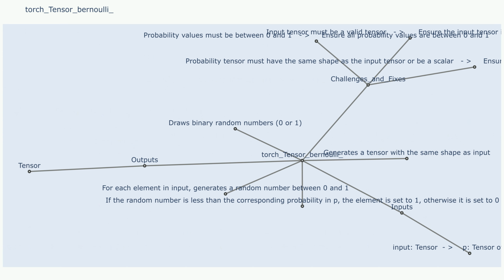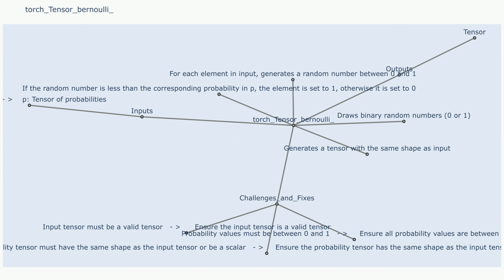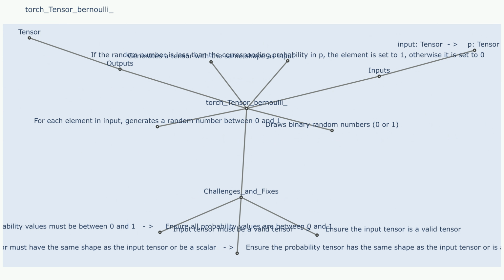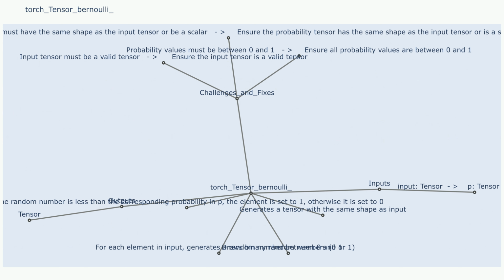Outputs: output, a tensor with the same shape as the input tensor, where each element is replaced with a random sample from a Bernoulli distribution with a corresponding probability in the p tensor. Self returns the input tensor with the in-place changes applied. Steps: for each element in the input tensor, a random number is generated from a uniform distribution between 0 and 1. If the generated random number is less than the corresponding probability in the p tensor, the element is replaced with 1. Otherwise, the element is replaced with 0.